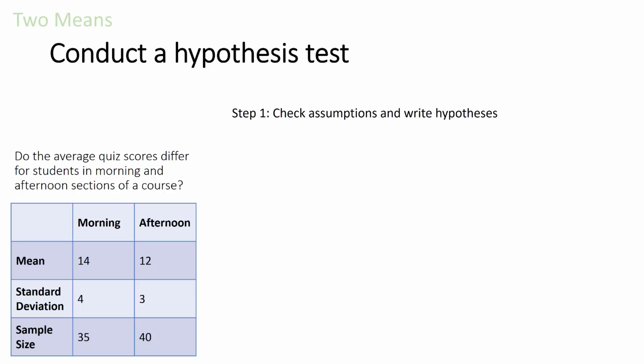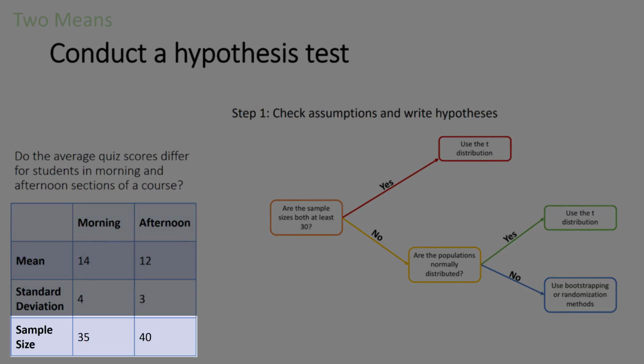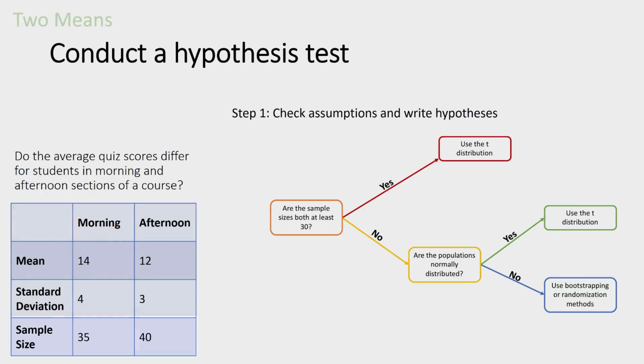Step 1, check assumptions and write hypotheses. Here's our flowchart. The first question we ask is, are the sample sizes both at least 30? Our sample sizes are 35 and 40. Both are at least 30. This assumption is met and we can use the t-distribution method.